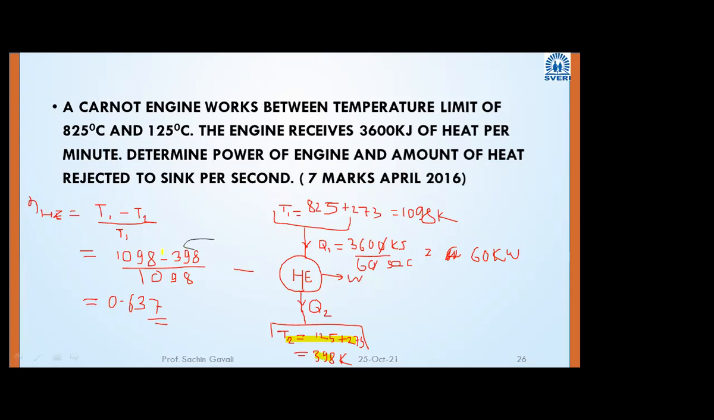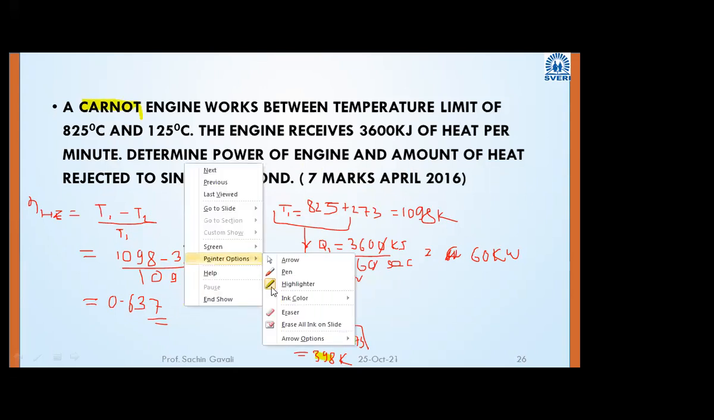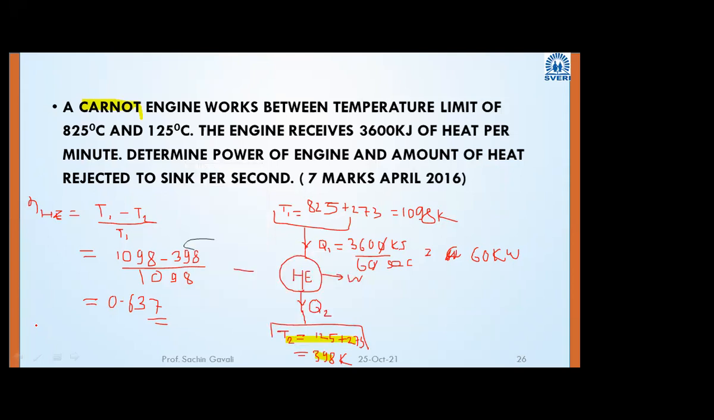What will be the equation now? First of all, the efficiency of a heat engine is a function of temperature because it is a Carnot heat engine, as well as a function of heat interactions. Therefore, (T1 minus T2) divided by T1 is equal to (1098 minus 398) divided by 1098, equal to 0.637. Or, cyclic integral of dQ divided by T is equal to 0, so Q1 divided by T1 minus Q2 divided by T2 is equal to 0.